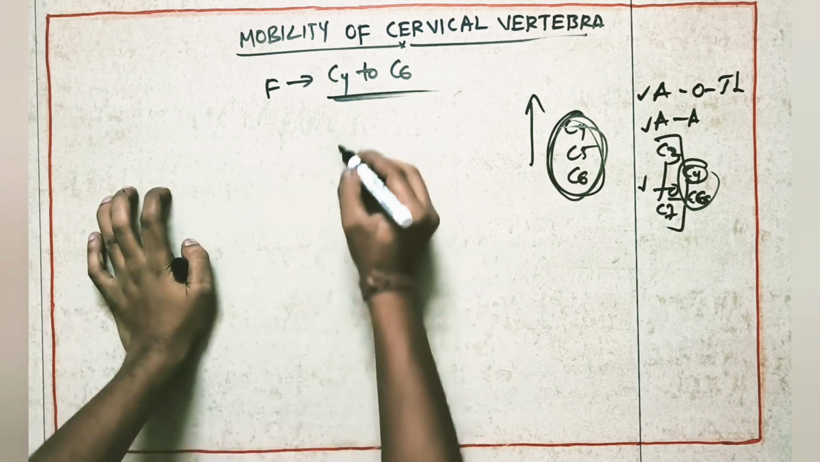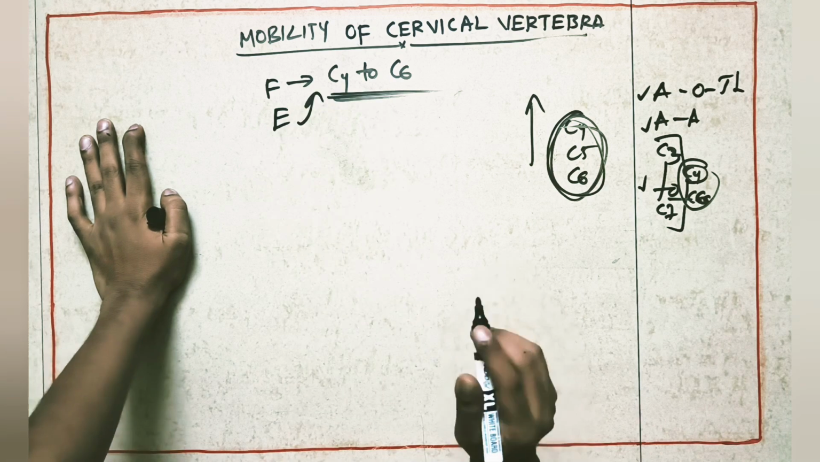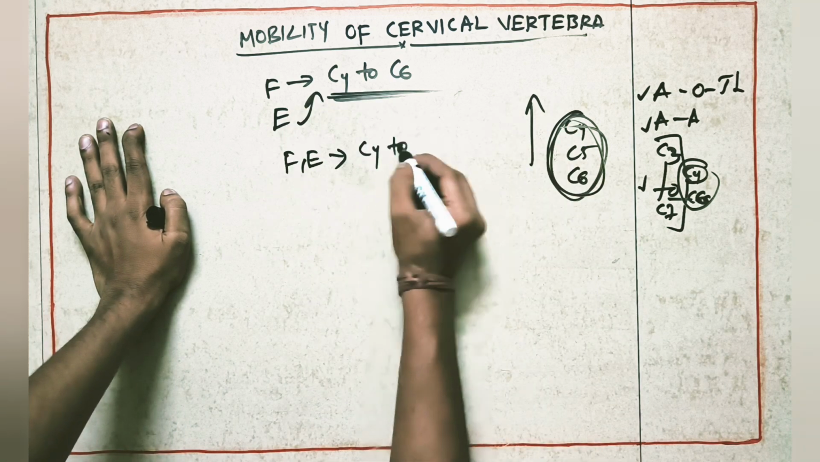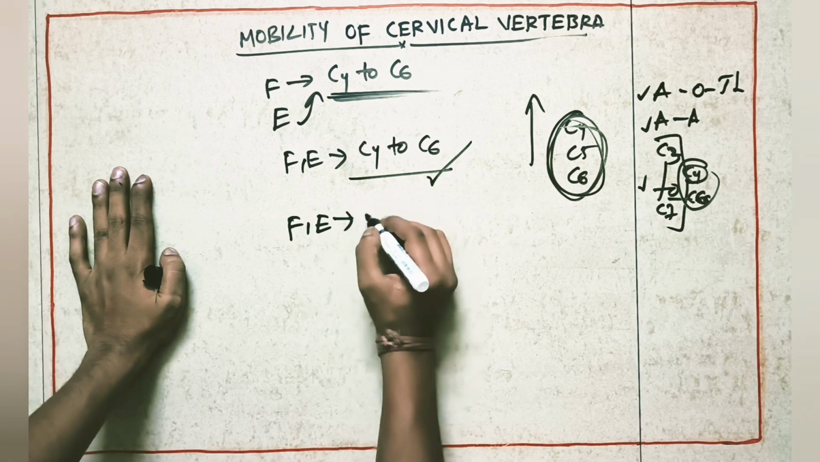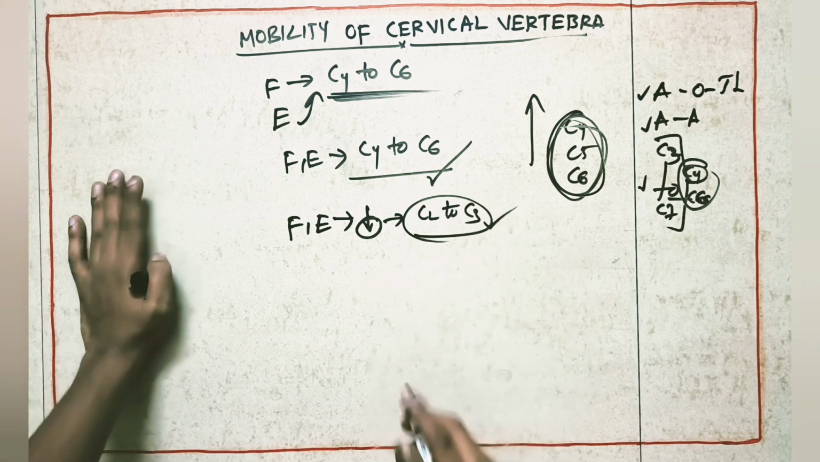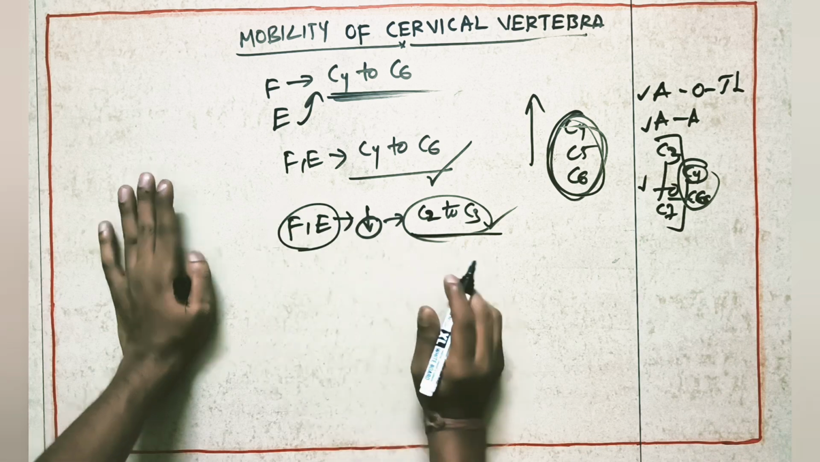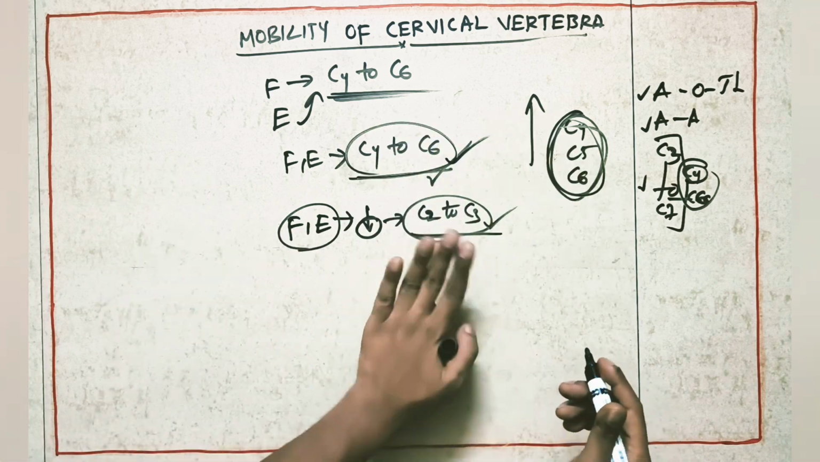If the flexion is happening mostly between these three vertebrae, then extension will also be mostly between these three vertebrae. So flexion and extension will happen more between C4 to C6 vertebrae, and less between C2 and C3 vertebrae. This is a very important point. Between C2 and C3, the flexion extension range is less, and at C4 to C6 the flexion extension range is more.